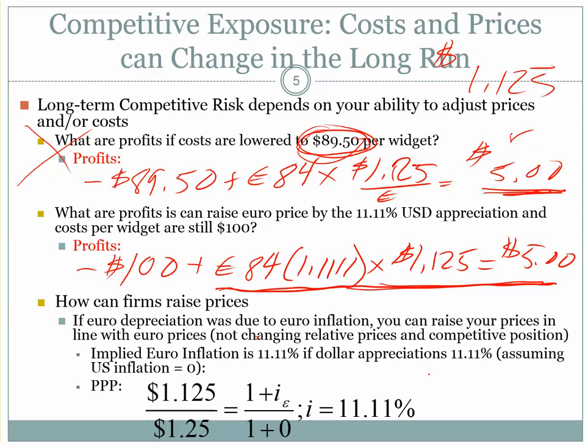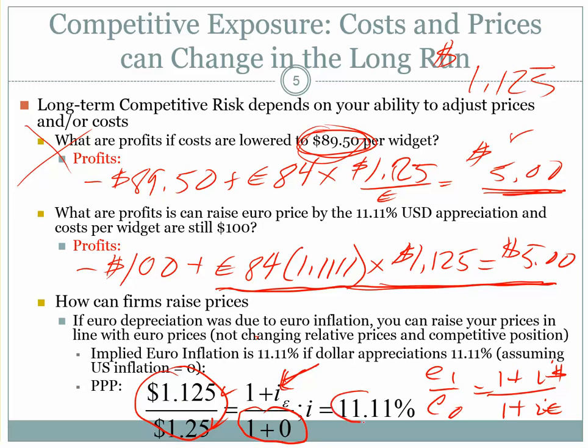Let's take our interest rate parity IRP formula, E1 over E0, (1 plus i) over (1 plus i). And let's look at the dollar price of a euro. So we said our new exchange rate is 1.12, our old exchange rate is 1.25. And let's just pretend, for this case, the US inflation was 0. And we could solve then for the inflation in euro. And it turns out to be that 11.11%.